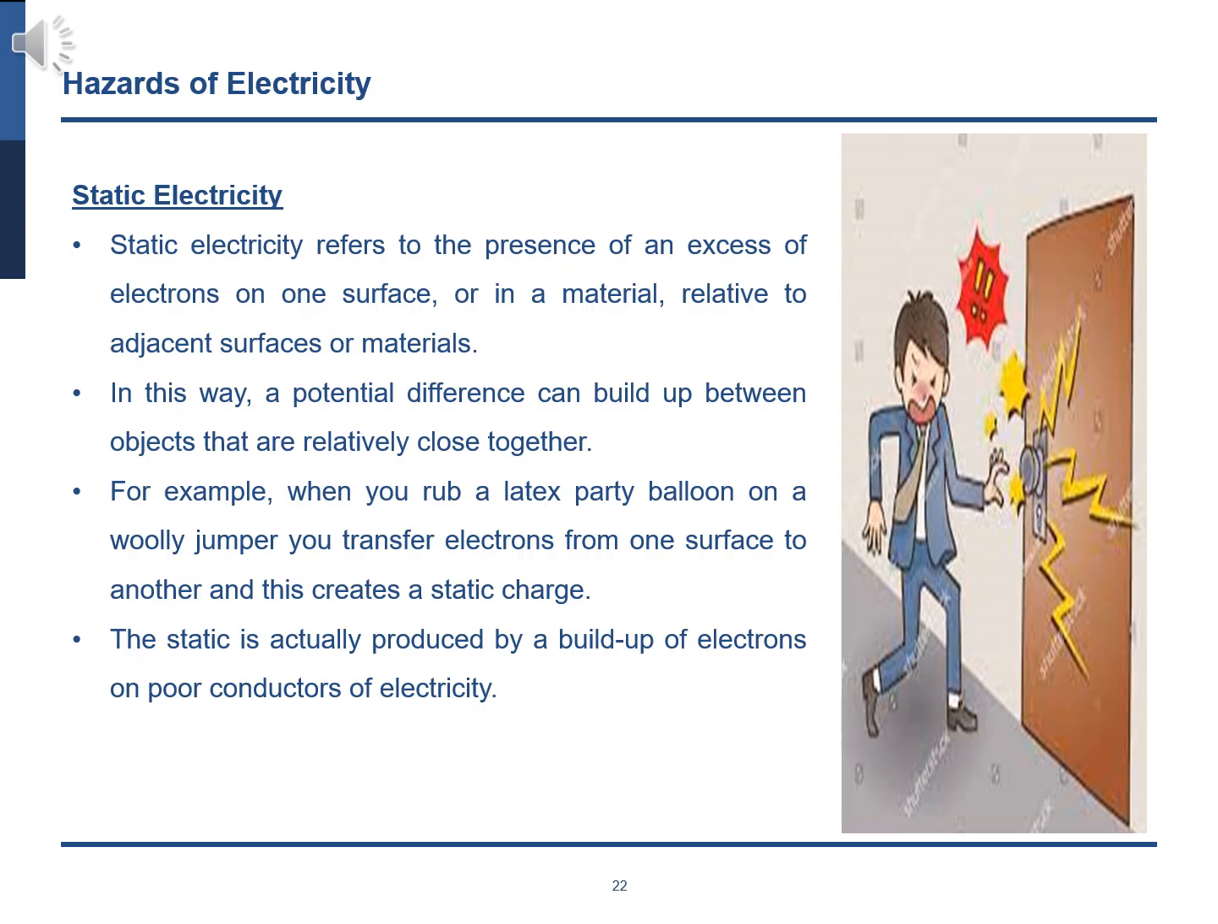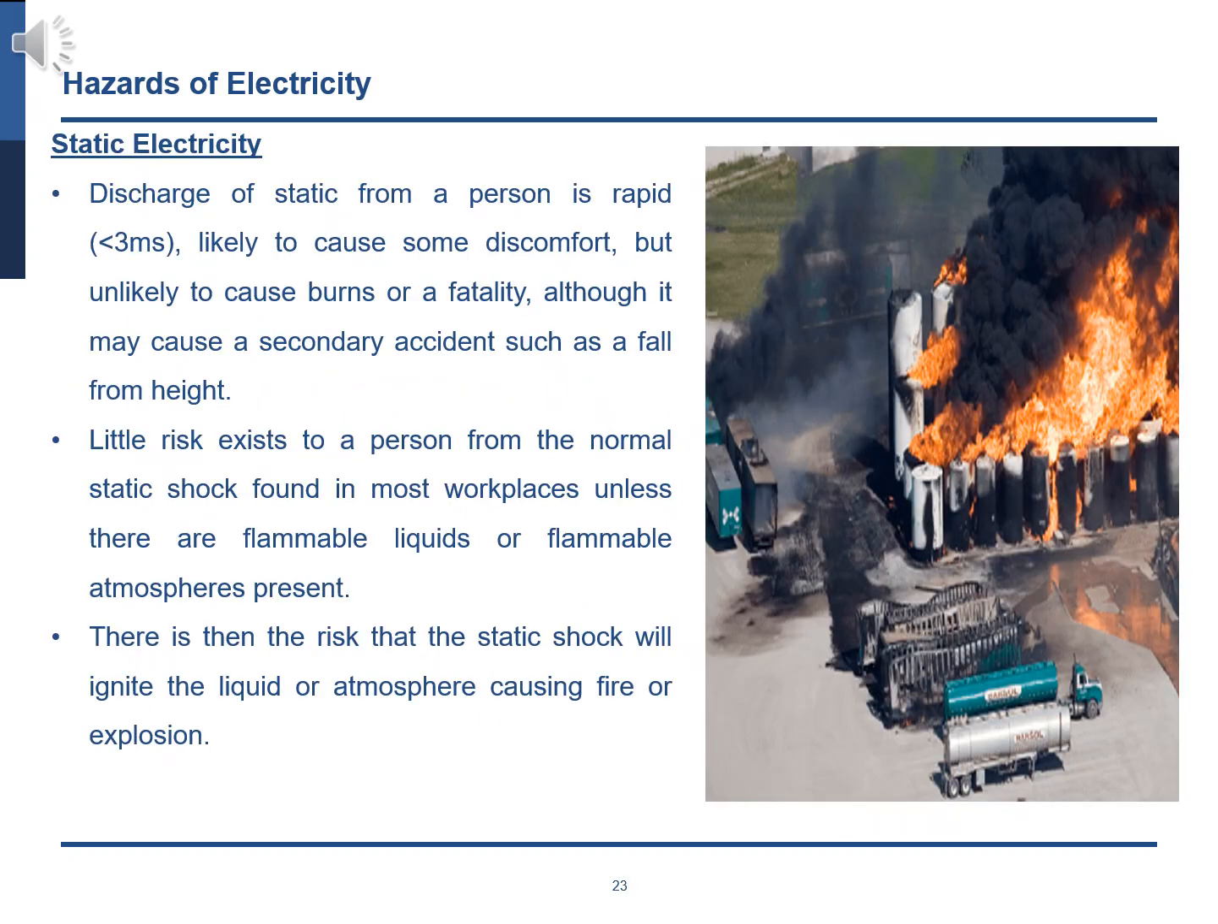For example, when you rub a latex party balloon on a woolly jumper, you transfer electrons from one surface to another, and this creates a static charge. The static is actually produced by a buildup of electrons on poor conductors of electricity. Discharge of static from a person is rapid, less than 3 milliseconds, likely to cause some discomfort, but unlikely to cause burns or a fatality, although it may cause a secondary accident such as a fall from height.